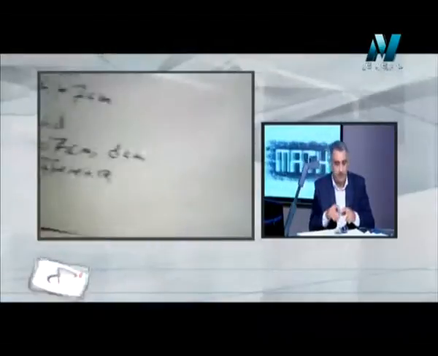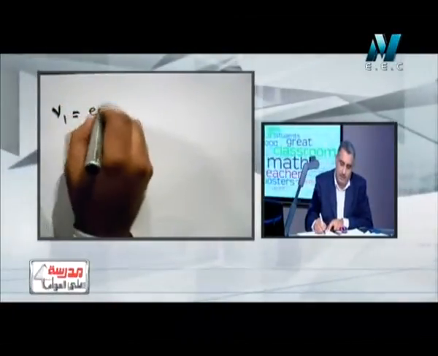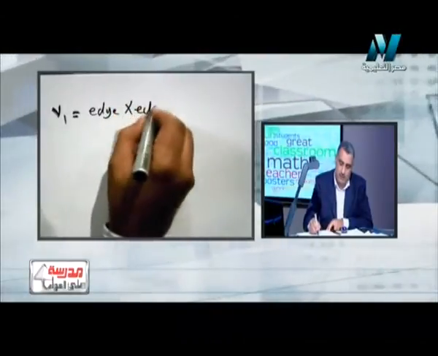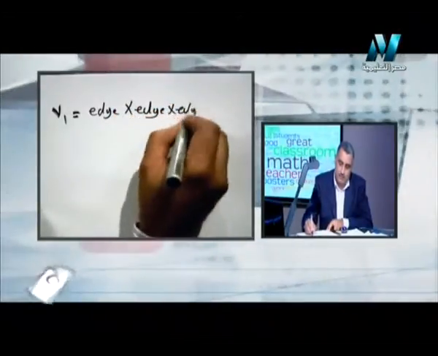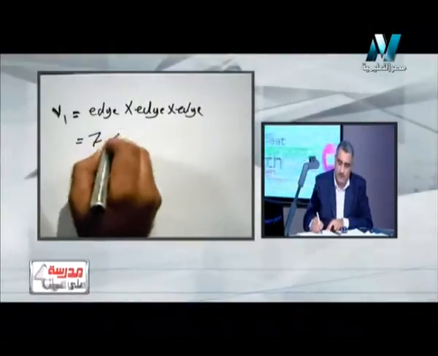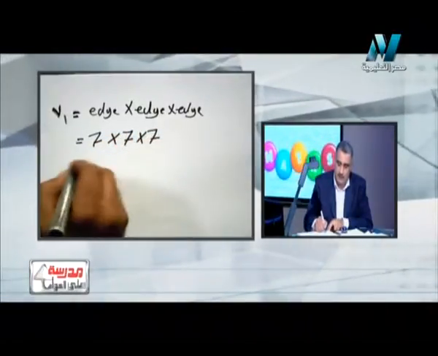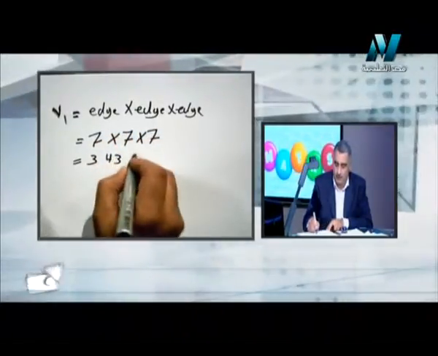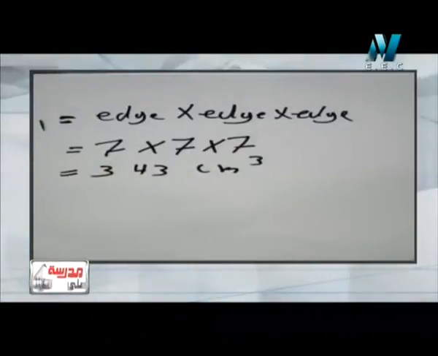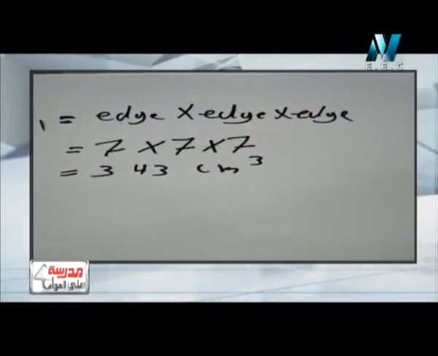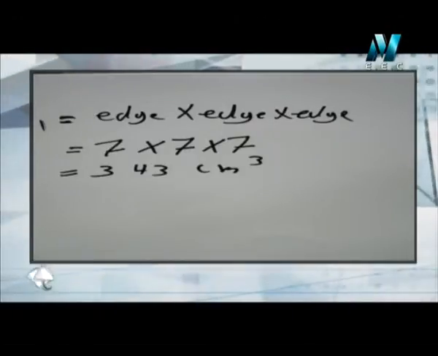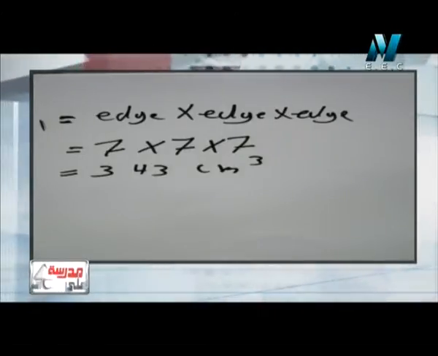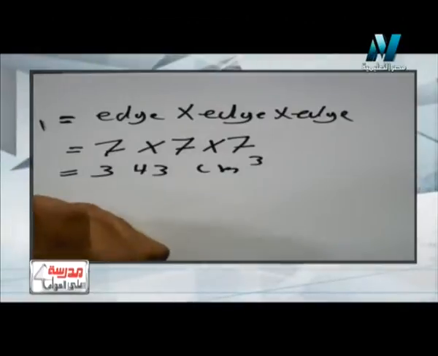Excellent. Very important questions. First, we have to find the volume of a cube. V1 equals edge times edge times edge. Edge length equals 7. 7 times 7 times 7. The result will be 343 centimeter cube. Be sure: 7 times 7 times 7 equals 343.